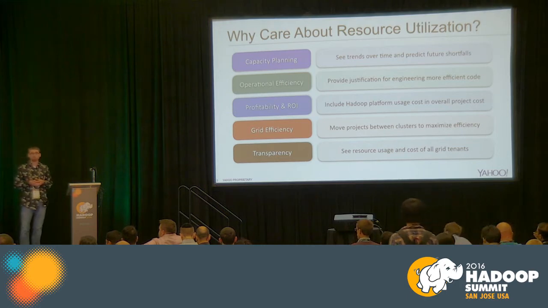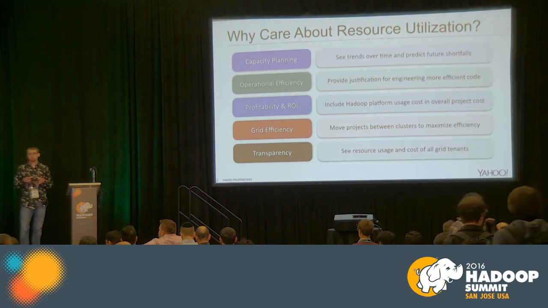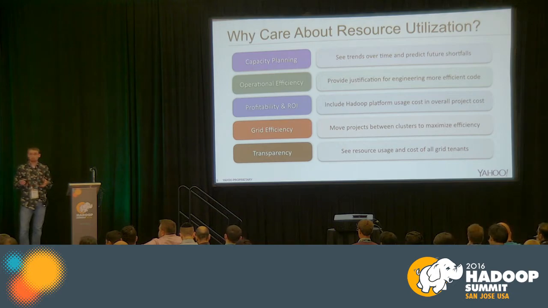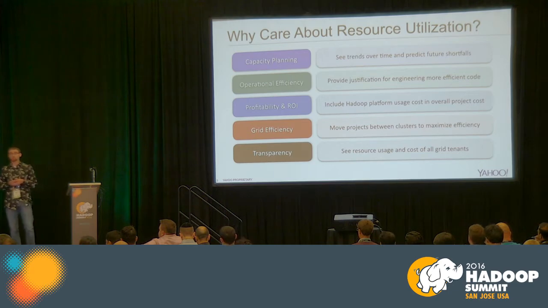Fourth is the efficiency of the platform itself. So being able to track cluster and queue level utilization over time allows us to be smarter about where to onboard our many new projects, move existing projects, or even shuffle resources back and forth between the clusters and queues, all in order to maximize the overall platform efficiency.